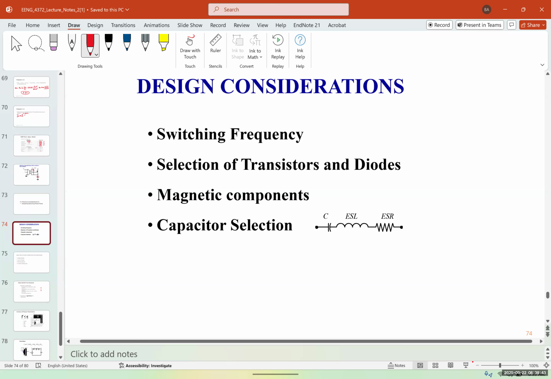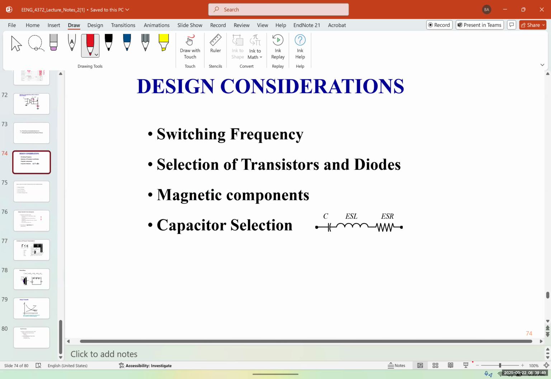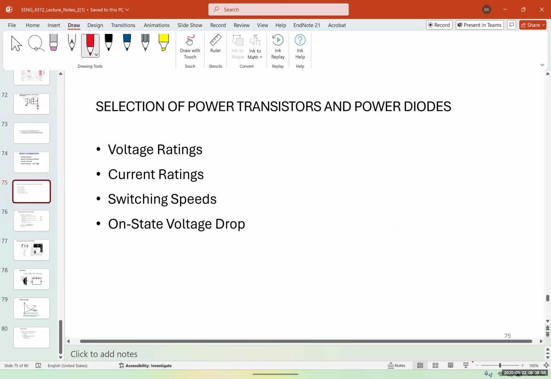Again, we need a capacitor to smooth out the signal to create a low pass filter. But if the capacitor is too large, it's going to cause some problems. If it's too small, you can't smooth out the signal. And I'll explain how we select the capacitors as well.